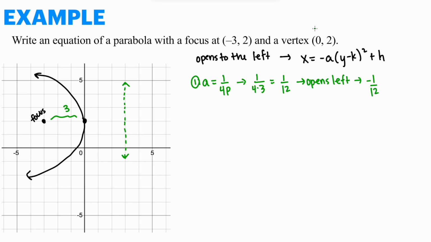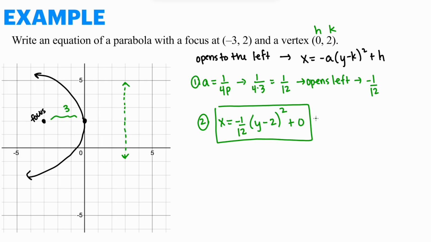I also know my vertex, h and k. So now I can write the equation. It is going to be x = -1/12 (y - k) squared + h, and k is 2, and h is 0. Now you don't necessarily have to have the plus 0, so you could just say x = -1/12 (y - 2) squared as your answer.